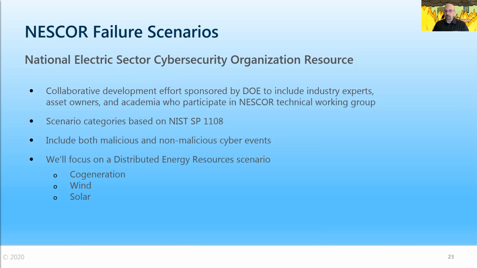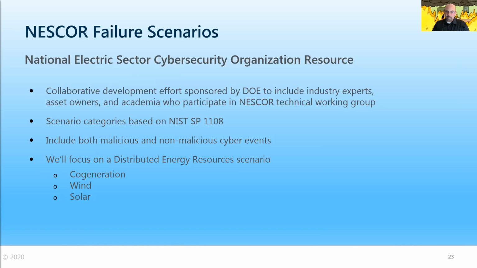And they came up with working groups to develop these different failure scenarios of electrical grids. And I'm not going to get into the weeds of the failure scenarios. There's a link to it in the references section if you want to get into it. This is going to be a transmission and distribution kind of scenario that I go through here. And the NESCOR failure scenarios also take into account malicious and non-malicious cyber events. Kind of like what I talked about before, not everything is done with ill intent, even if it does cause some sort of consequences in the future.